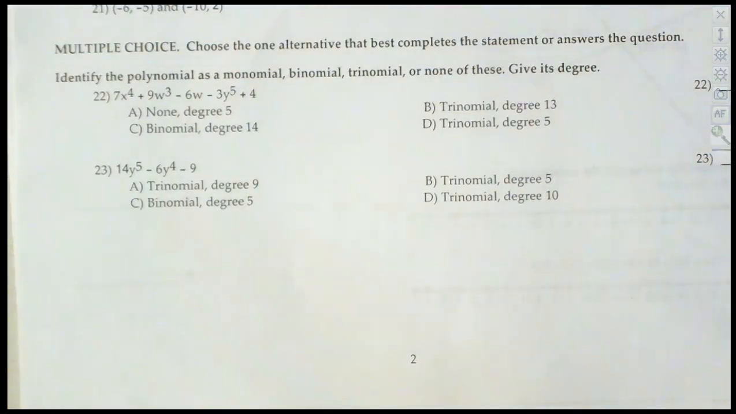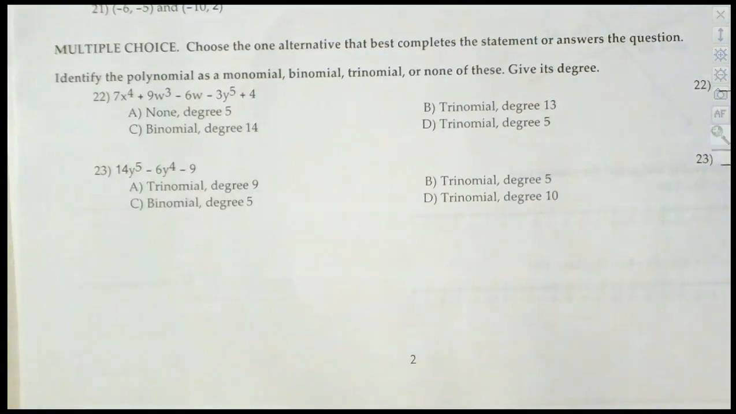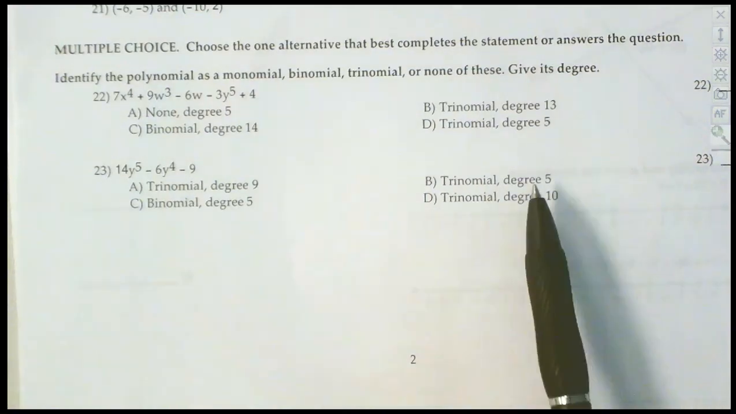Well, how many terms do we have? 1, 2, 3. So this is a trinomial. And what's my highest power? 5. So what would it be? Trinomial with what? Degree 5.